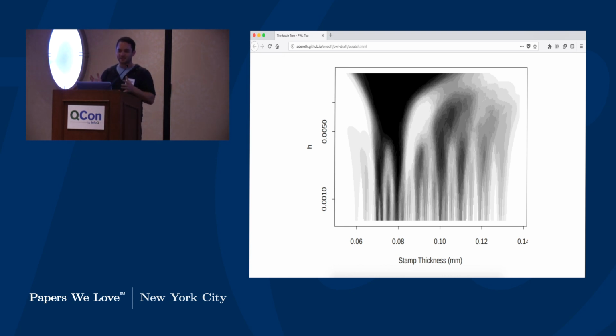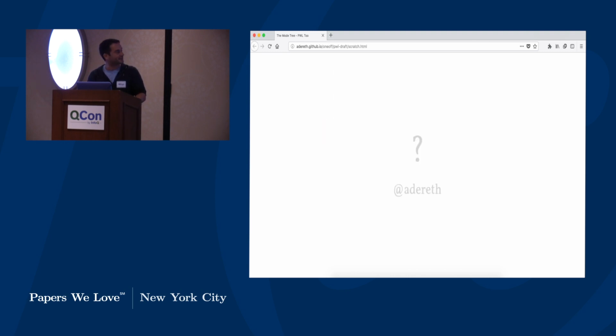But you get this sense of the confidence in the modes, and where you think that things might actually be spurious results. This is a different data set for those of you who are obsessively following along with where the modes are. So that is the mode tree, and I'm happy to talk about it after or answer any questions now. So thanks.